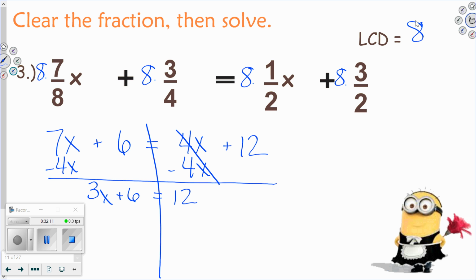It's hard to read. All right, so then we'll subtract 6. 3x equals 6. Divide by 3. So x equals 2. And we are done.